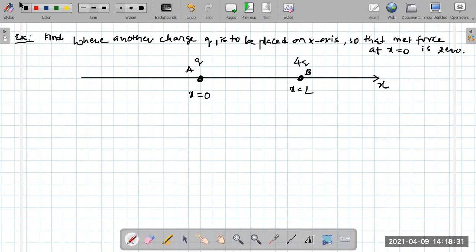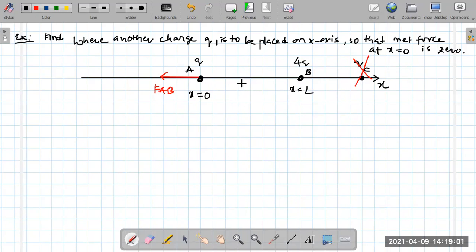Now let's assume a situation that I am placing this charge Q somewhere over here, on the right. If I place the charge Q at some point C, will it make any sense? No, sir, because the force would be on the opposite side and it cancels out the force. So here, it doesn't make any sense by putting it on the right side.